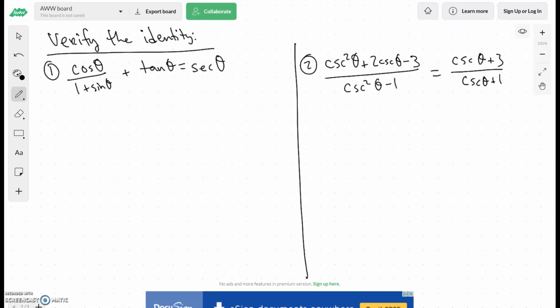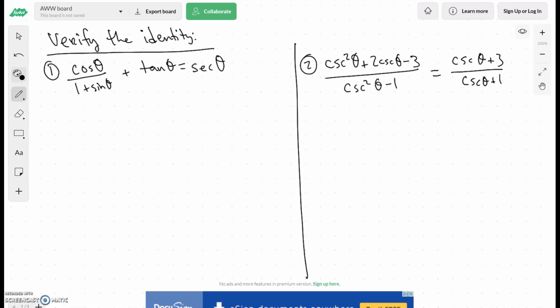Okay, so here are two different types of verifying identities. So go ahead and try them out if you want first. I'm gonna go ahead and start them, so you can pause the video if you want, and then double check with me, or you can just do it with me. Okay, so the first thing that I'm gonna do, number one.